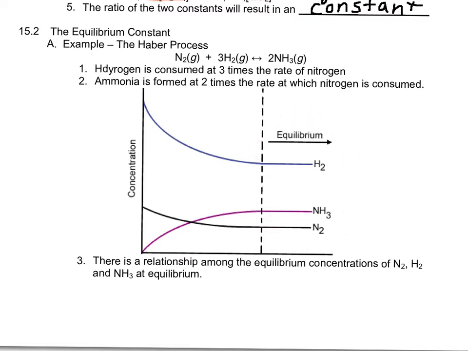When that happens, that means that the rate of the N2 and H2 reacting to make NH3 is equal to the rate of NH3 reacting to make N2 and H2. So we still constantly have N2 and H2 making NH3. We still constantly have NH3 decomposing. It's just occurring at the same rate as one another.